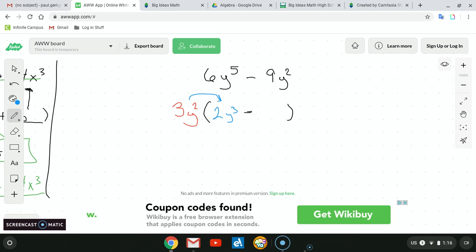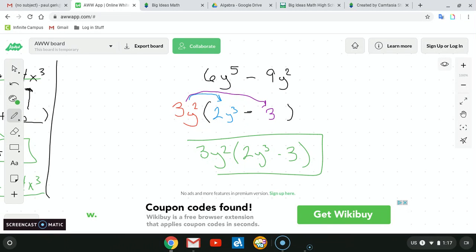Now we got to do our second term. 3y squared times what equals 9y squared? 3 times what equals 9? That's 3. And since this has y squared already and this one has y squared, all we need is the 3. So our final answer for this one is 3y squared times 2y cubed minus 3. That's our answer.